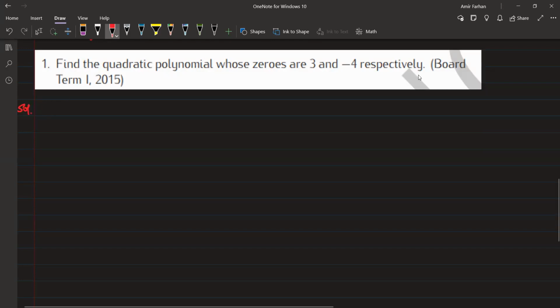Let's do this thing. Quadratic polynomial whose zeros are 3 and minus 4. The zeros are already given, and we have to find the quadratic polynomial. So alpha is equal to 3, and beta is equal to minus 4. You can take either one as alpha or beta, it doesn't matter. Let's calculate alpha plus beta from here. Alpha plus beta is equal to 3 minus 4, which is equal to minus 1.